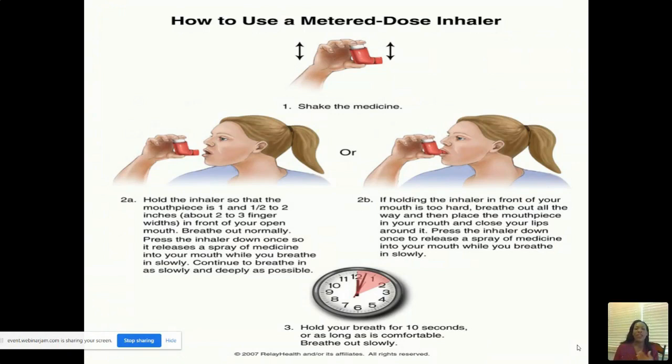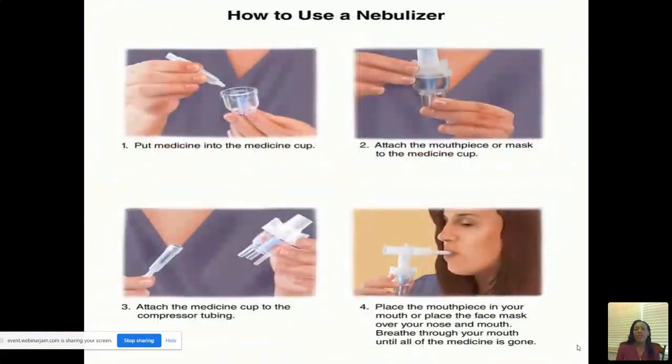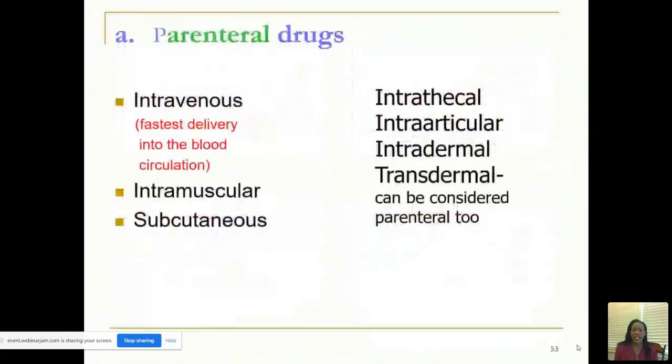Great question. Now nebulizer, same thing. Little kids, the younger they are, the harder this is for them to do. So we use the face shield for them. That's fine. However, we get it in the alveoli. All right, now let's go over intravenous.